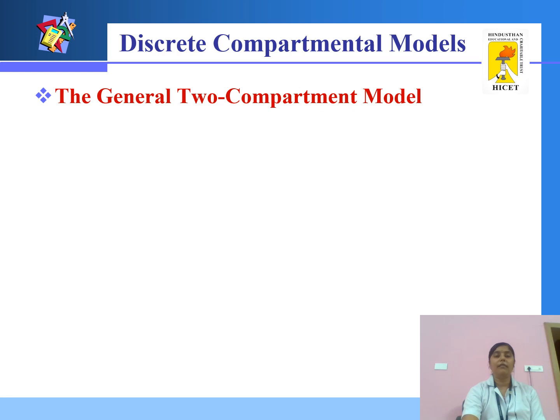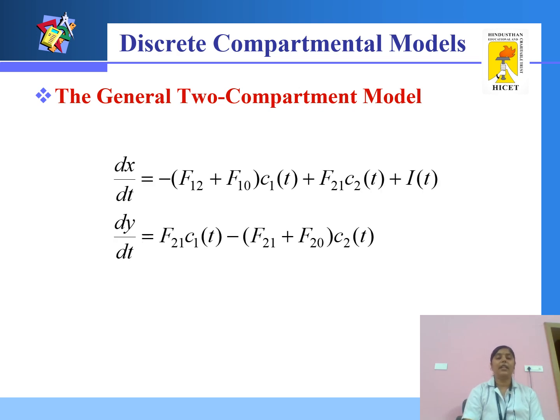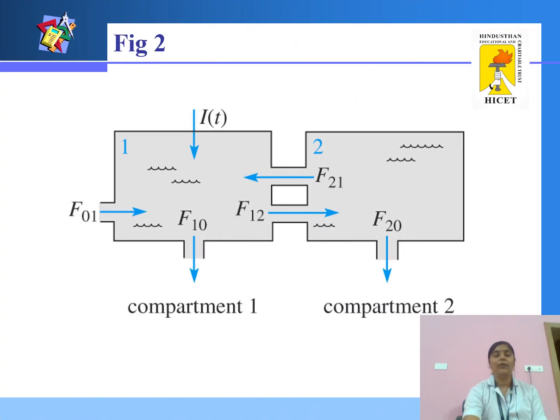So in general, we have a two compartmental model: dx by dt equal to minus of (f12 plus f10) into c1 of t plus f21 c2 of t plus I of t, and dy by dt equal to f21 c1 of t minus (f21 plus f20) into c2 of t. So this diagram represents compartment 1 and compartment 2.